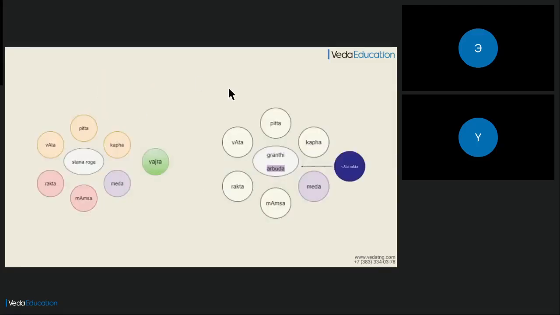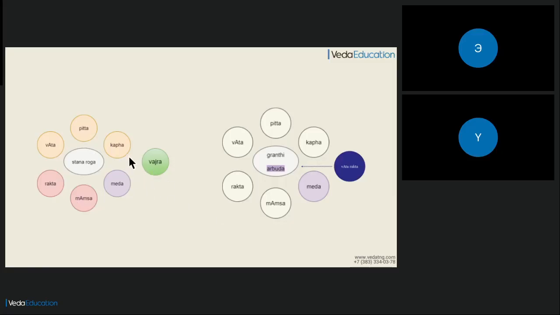And here we have two pictures. This picture is of general breast presentations. It could be mastopathy, it could be a growth, cyst, or tumors, anything, or even the inflammatory pathologies. All of the breast pathologies would come with the influence of these factors: Vata, Pitta, Kapha, Rakta, Mamsa, and Medas. And sometimes there is an external cause as well.